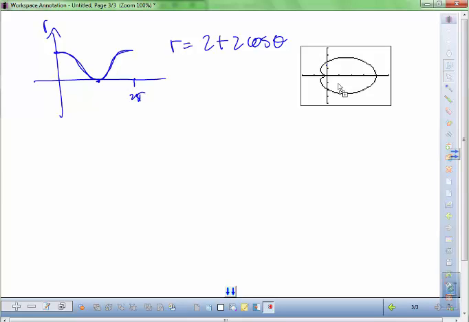So we can draw spirals, cardioids, limaçons, circles. How do you draw a circle again? r equals a number. And that's going to give you a circle. Okay? And the other thing is to draw multiple-leaf flowers. So cosine of 3 theta would draw you a 3-leaf flower.